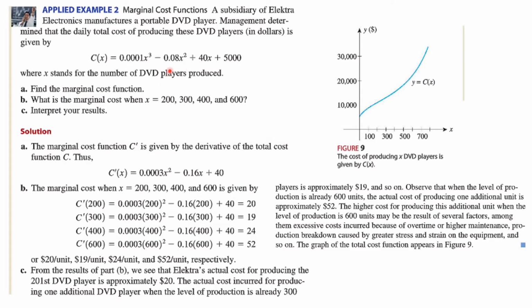Here's another example, and what we have here is a different total cost function for this company making portable DVD players, and you define the marginal cost function and figure out what the marginal cost is when you're at these values, and interpret your results. So we're going to take the derivative of that function, and this is what we get for the derivative. And then we're going to plug in 200, 300, 400, and 600. And that means that these are the costs at those different levels of production of making an additional unit. These are the approximate costs.